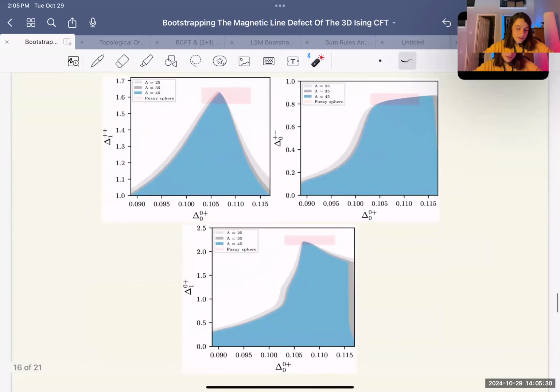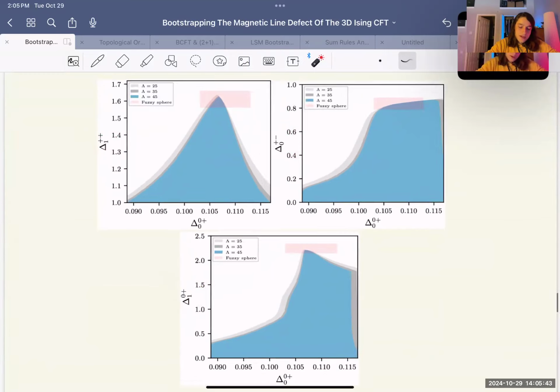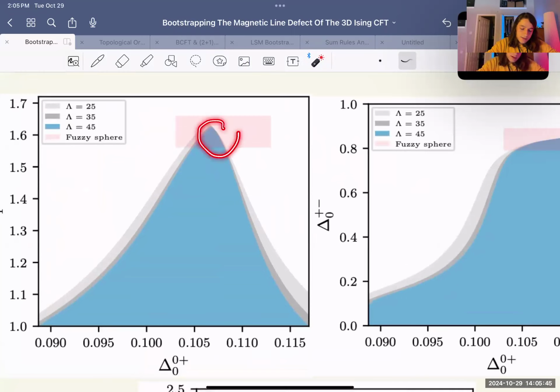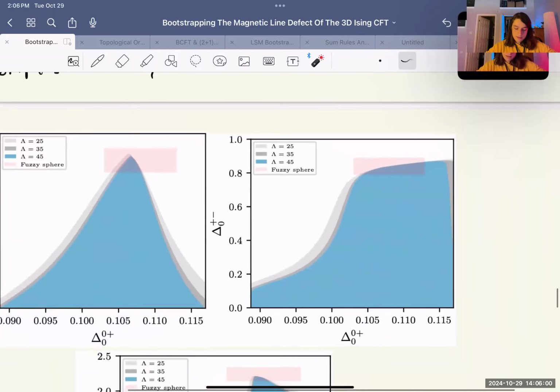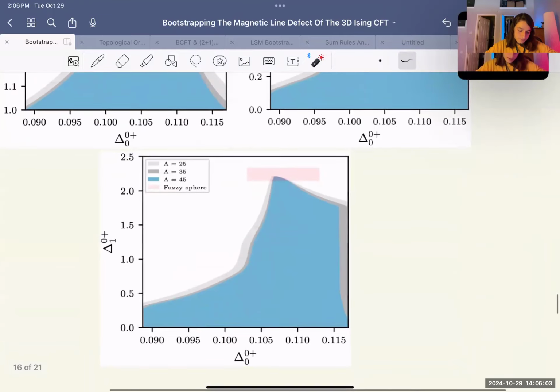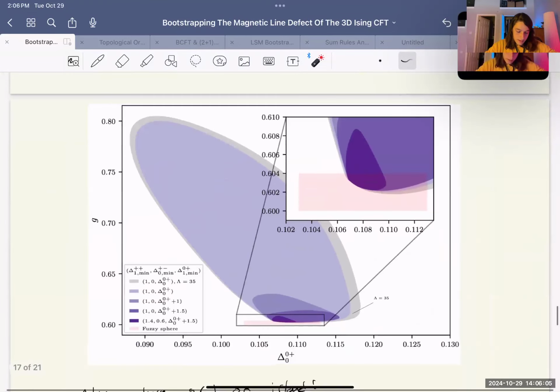Yeah, and then we can just go through, and I'm kind of over time, so I'll go through this quickly. We can compute other things like the dimensions of all these different defect changing operators. The general theme is that where the bound appears to be very insensitive to increases in the precision, like the number of derivatives we take of the crossing equation, this appears to coincide very well with where the fuzzy sphere predicts the value of these quantities to be. So that's a very good sign.